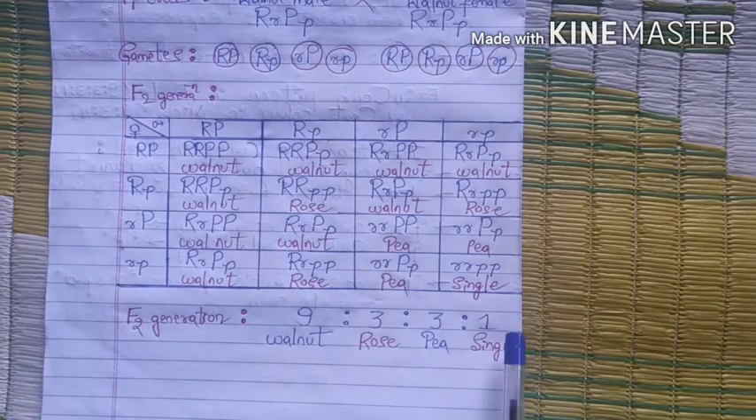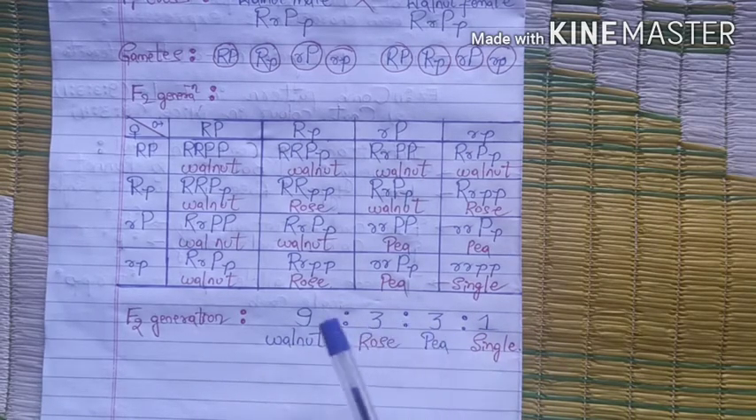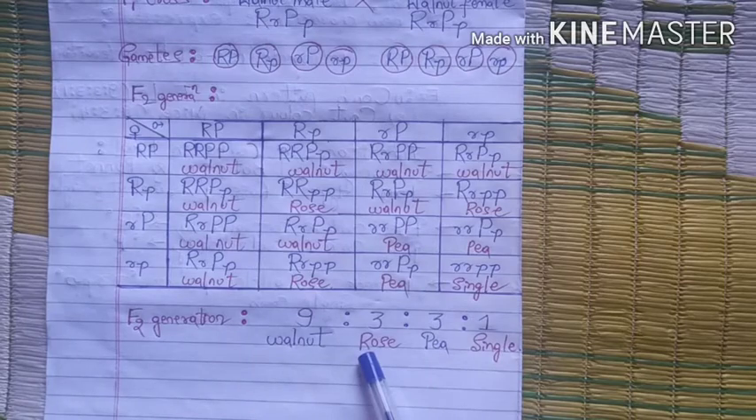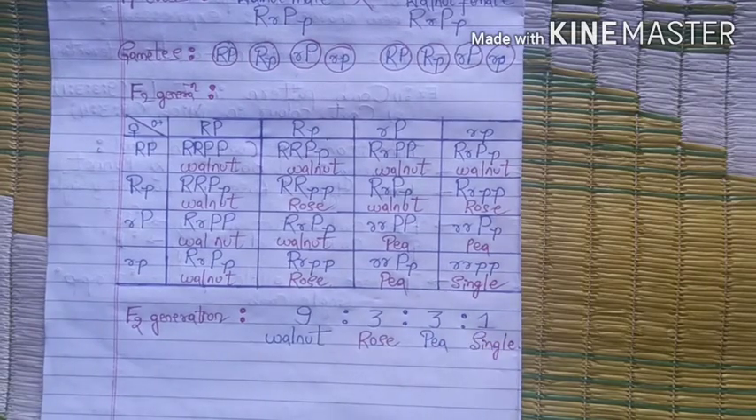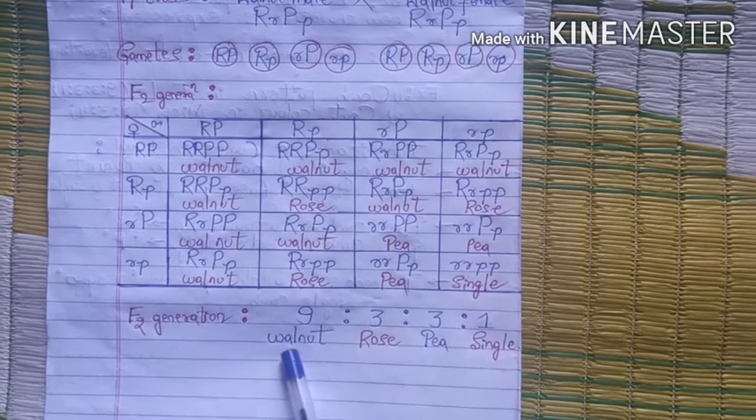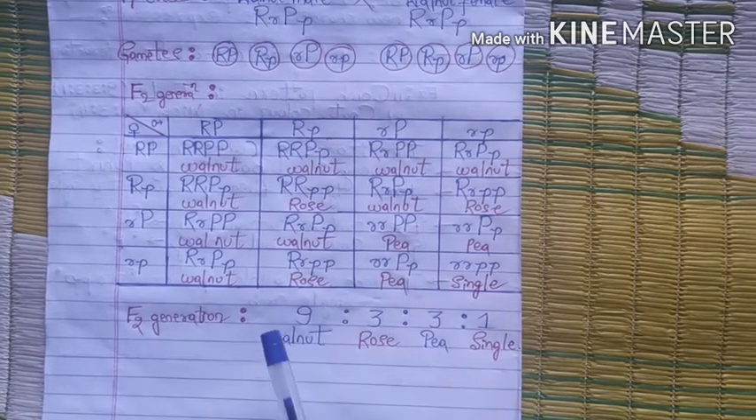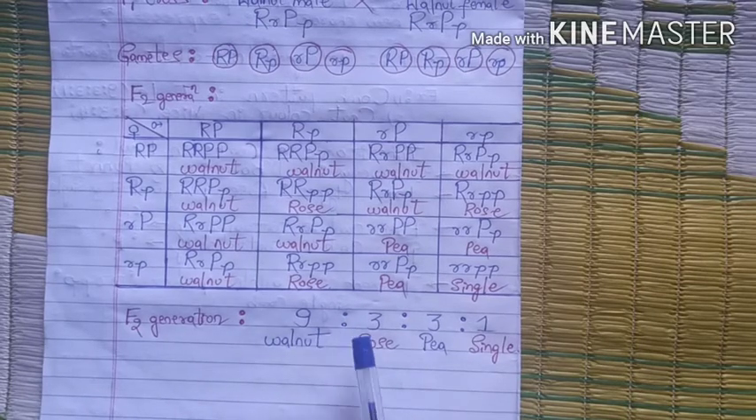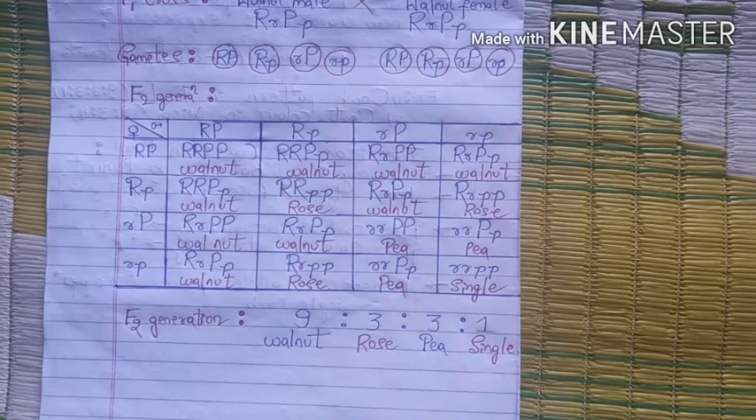It is the ratio of combs in fowl. So inheritance of comb pattern in fowl shows the ratio 9 is to 3 is to 3 is to 1: 9 walnut, 3 rose, 3 pea and 1 single. I hope this concept is clear. So remember, two dominant genes interact independently. When both are present together, a new character, that is walnut, is expressed. Thank you very much.